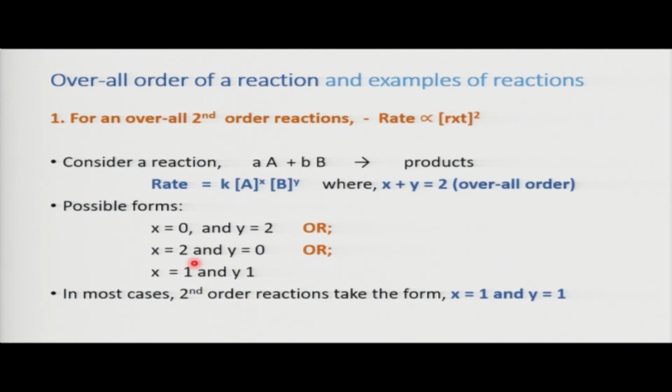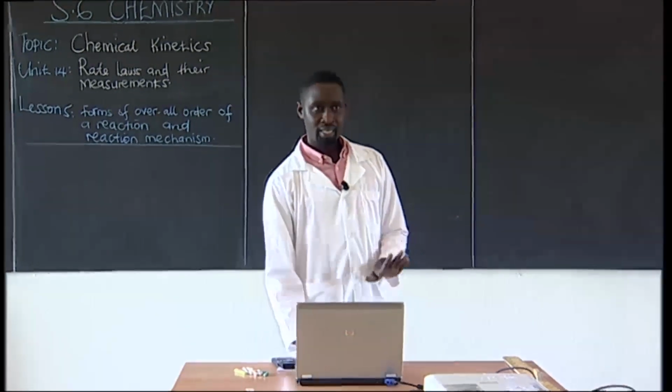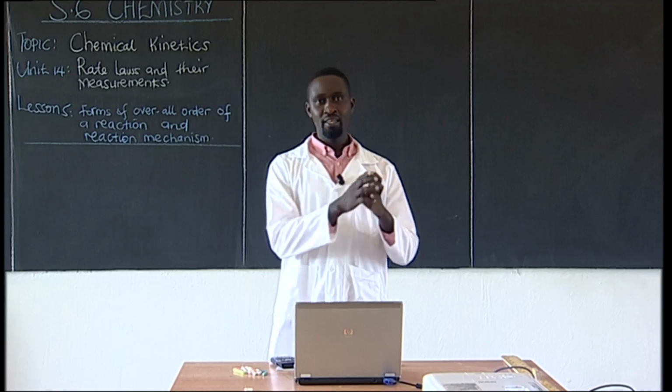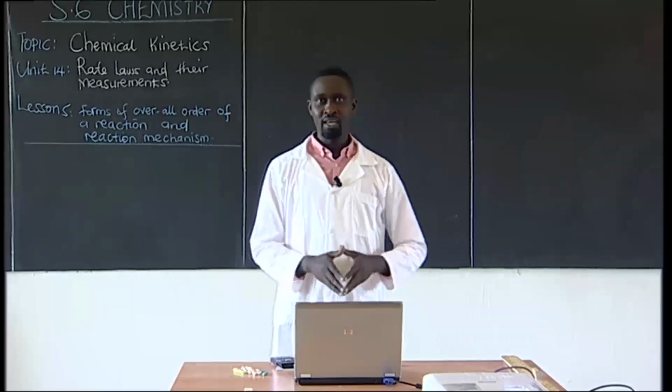But in most cases, second order overall reactions take a form of X equal to 1 and Y equal to 1. What do we mean? This is what we imply. The two reactants involved in a reaction affect the rate of a reaction. We don't have a reactant which its concentration, when it changes, then the rate isn't affected.